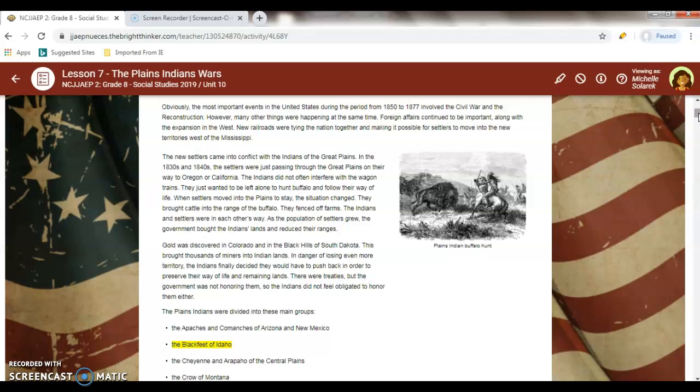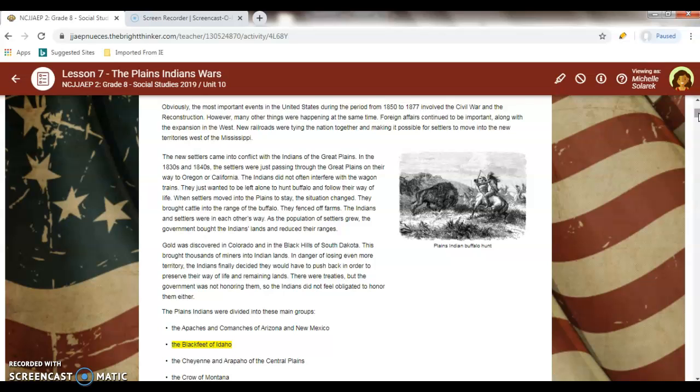This also took the Indians' land and reduced their range when the government came into play. And gold was also discovered in Colorado and the Black Hills of South Dakota. This brought thousands of miners into the Indian lands, in danger of the Indians losing even more territory. The Indians finally decided they would have to push back in order to preserve their way of life and remaining lands. There were treaties, but the government was not honoring them, so the Indians did not feel obligated to honor them either.